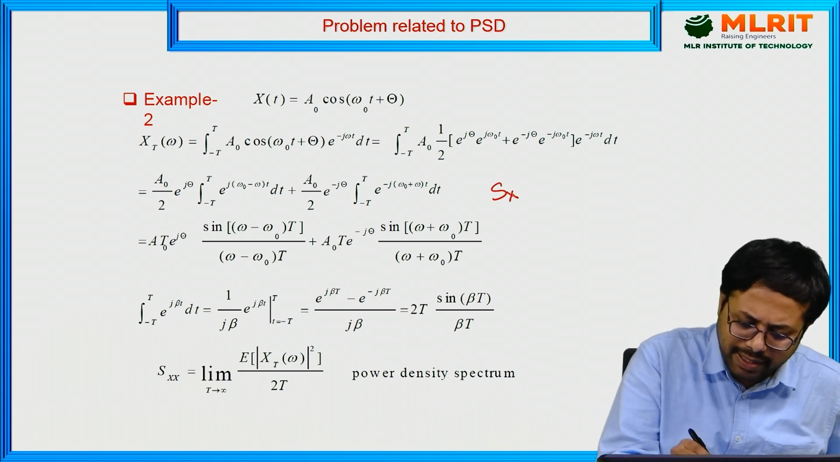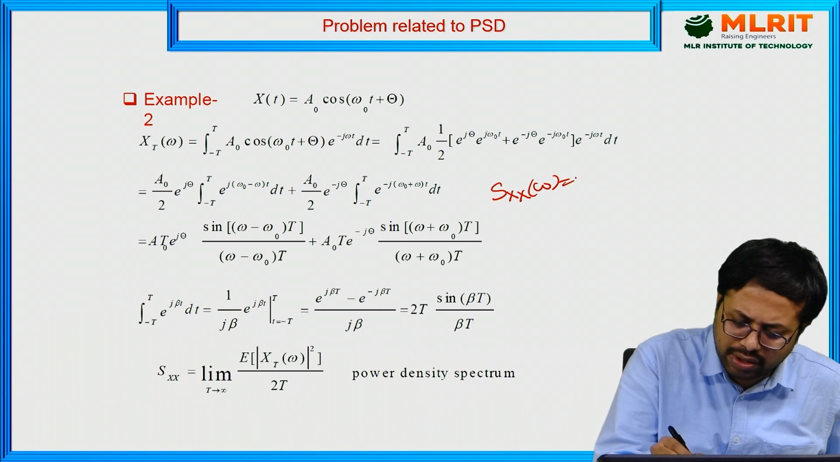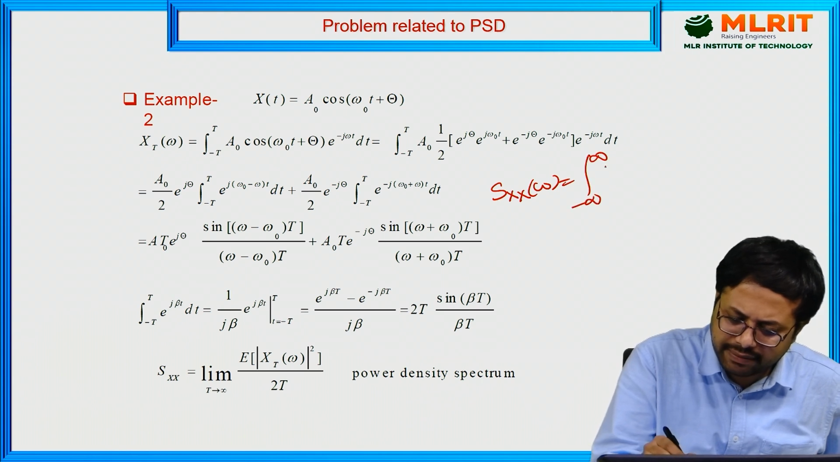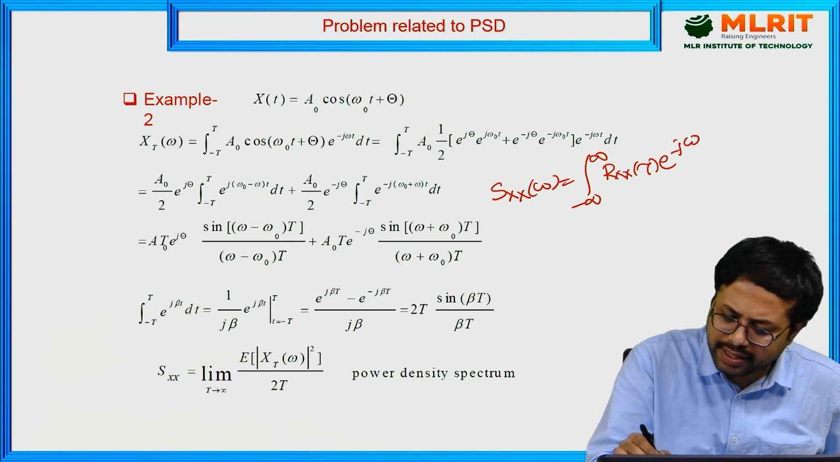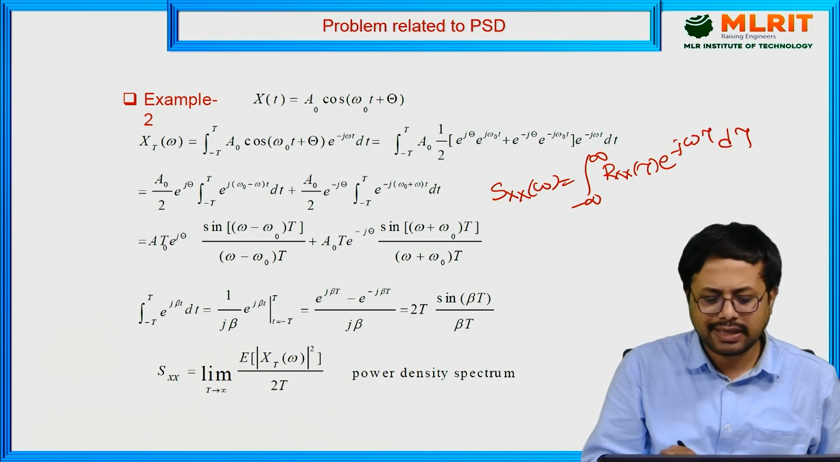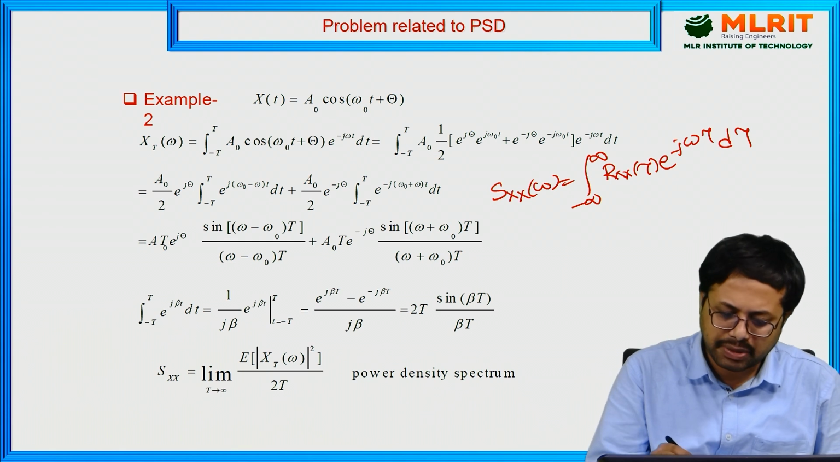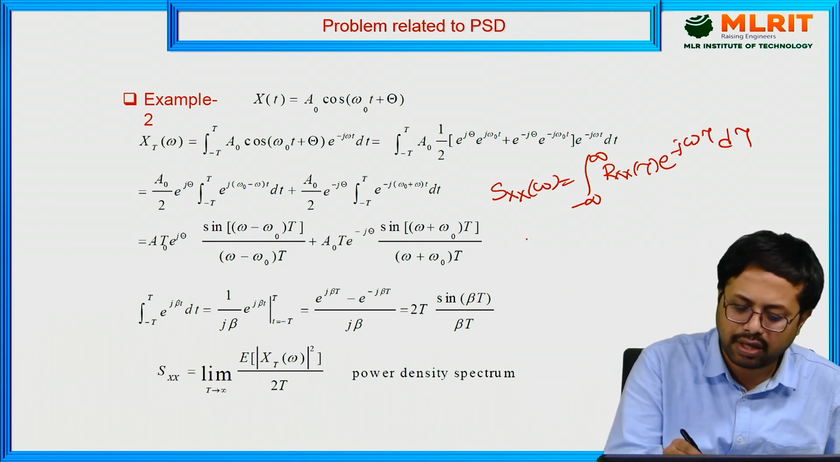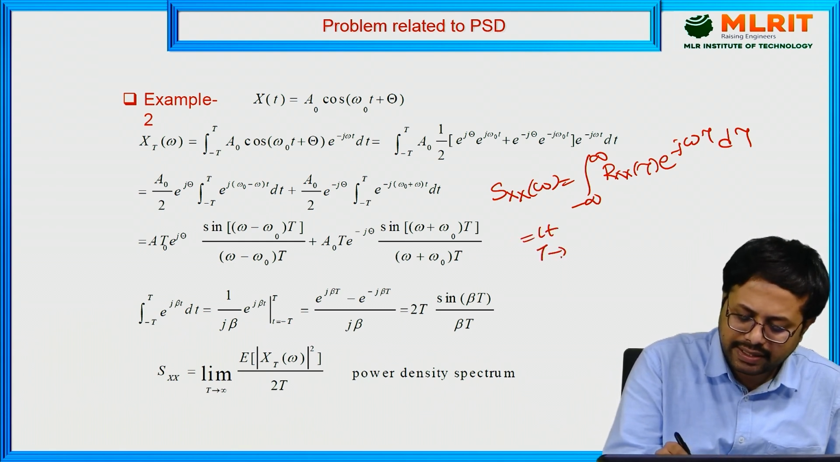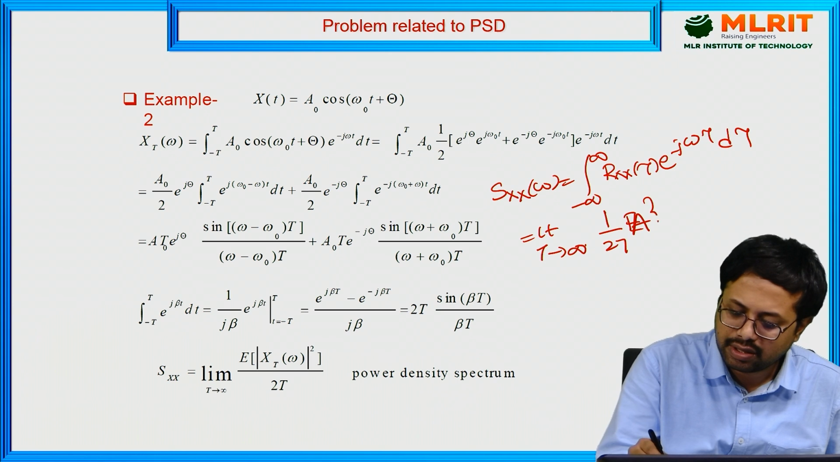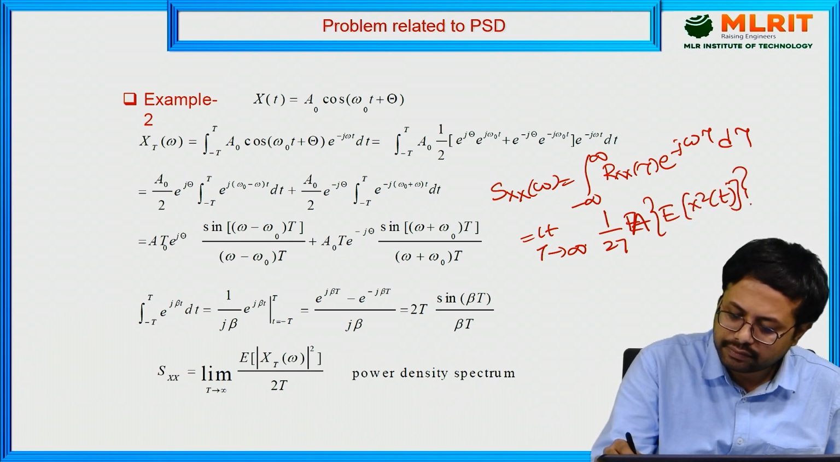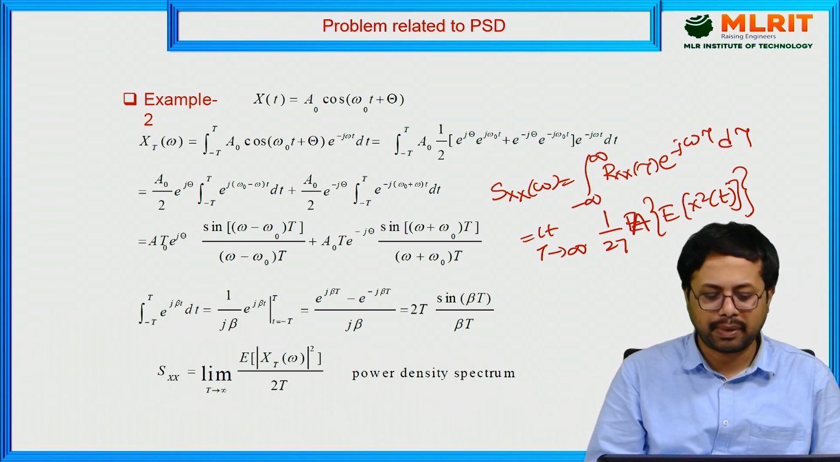It is denoted by Sxx of omega, equal to the integral from minus infinity to infinity of Rxx of tau e power minus j omega tau d tau. This is one definition of power spectral density. The second definition is the limit as T tends to infinity of 1 by 2T times the expectation of x square of t. These two are the definitions of power spectral density.